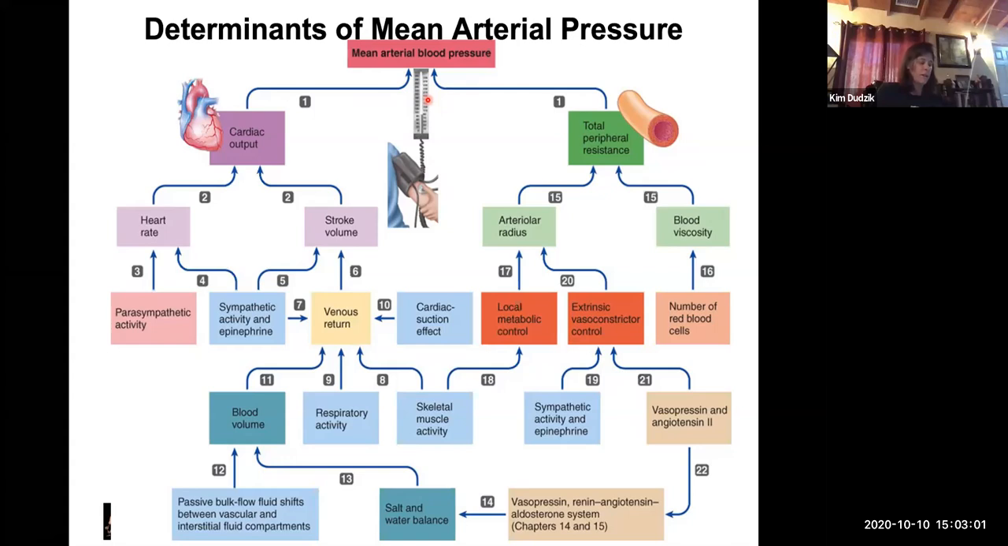So what about determinants of mean arterial pressure? We said earlier in the lecture, part 1, I think it was, the two things that determine mean arterial pressure are cardiac output and total peripheral resistance. Well, we learned things that affect cardiac output.